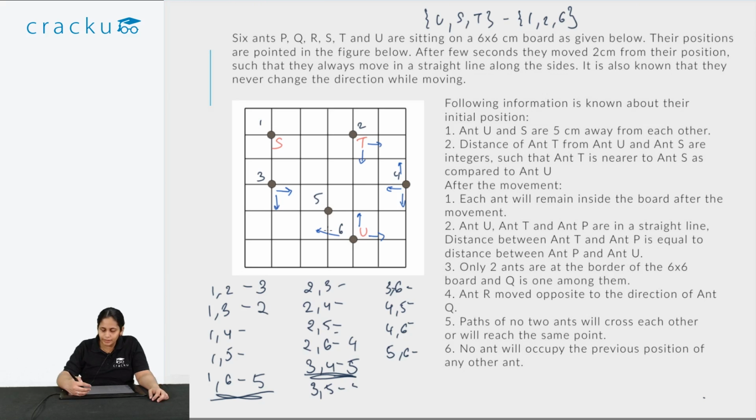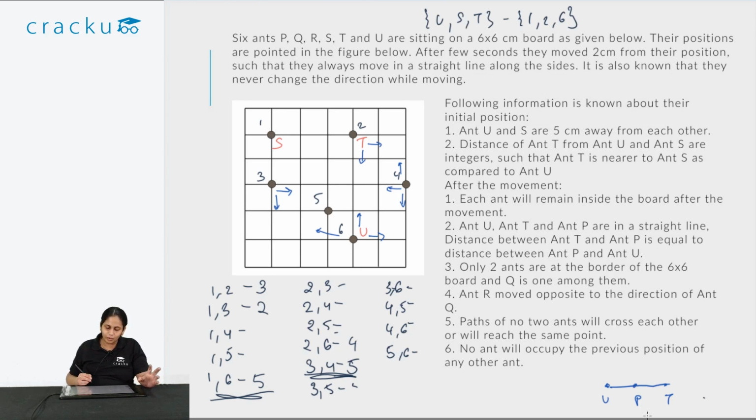Each ant will remain inside the board after the movement, that we already know. Ants U, T and P are in a straight line. The distance between ant T and P is equal to the distance between ant P and U. So that means the straight line is such that this is U, this is P and this is T. That is, P is midway between T and U. Now if T starts from here, and T and U are over here, we have to figure out which point can be midway between T and U after movements.